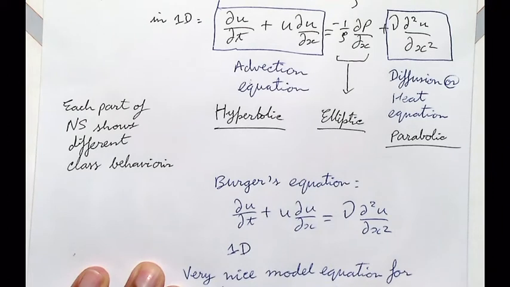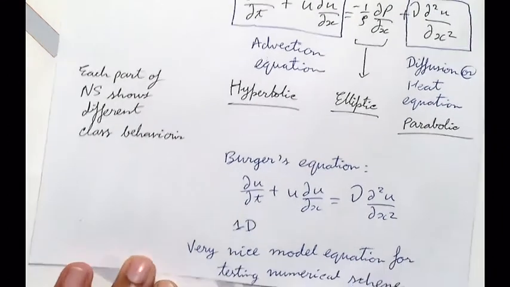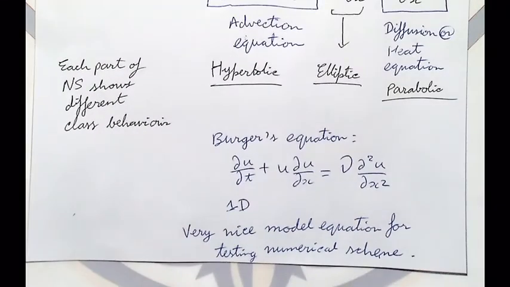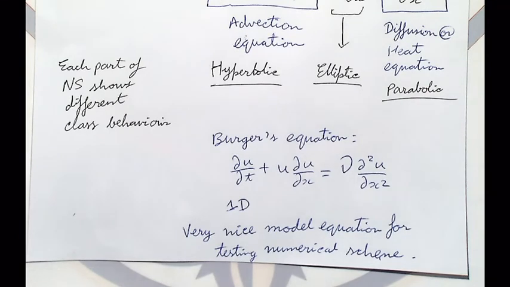And when I say numerical scheme, it just refers to the way you discretize your equation. Whether you use a first order, second order, Runge-Kutta, or something else. Okay? Any questions?